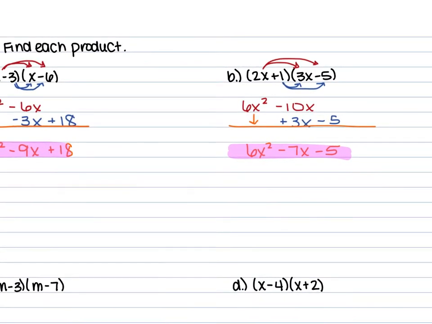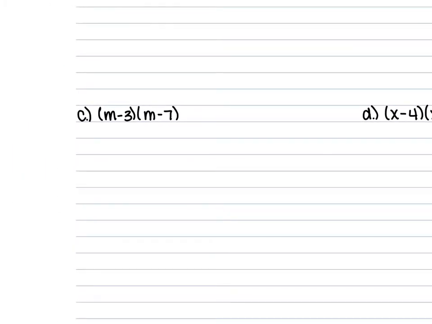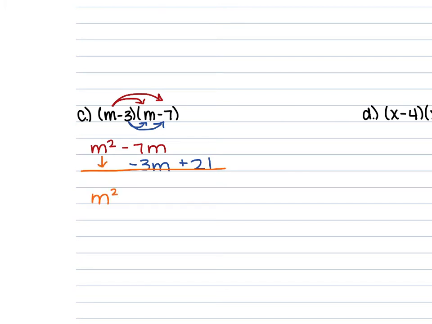when we multiply 2x plus 1 times 3x minus 5. For example C, we have m minus 3 times m minus 7. So we're going to take the m, distribute it in. We get m squared minus 7m. Then we'll take the negative 3, distribute it in. We get negative 3m plus 21. We add these two. The m squared drops down. The negative 7m minus 3m gives us negative 10m. And then positive 21 drops down. So it's just m squared minus 10m plus 21.